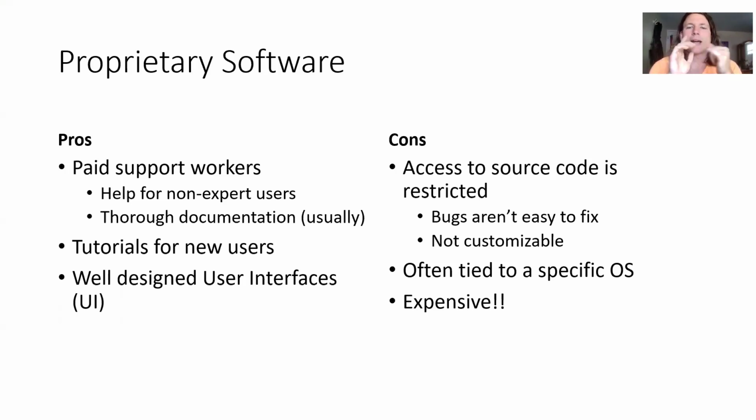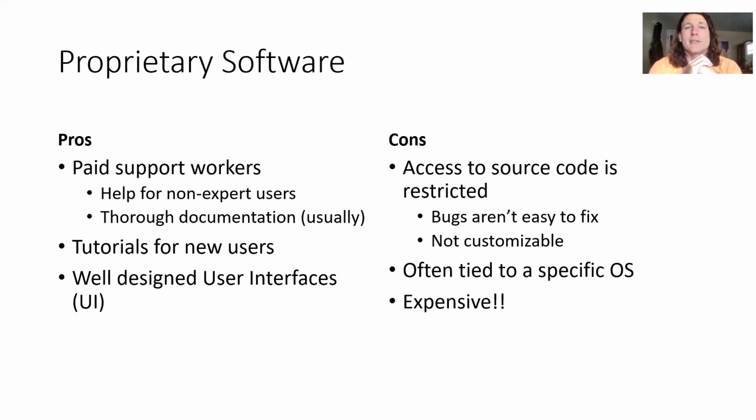Some of the cons, again, the access of the source code is restricted. So bugs aren't easy to fix on your own. Things aren't customizable. I've run into issues with this with ArcGIS Pro, for instance. And so in order to try and fix something, you have to go through a formal channel, make an error or bug report to Esri, and then just kind of sit and wait and hope they maybe decide to address it. But you can't really do anything about it if they don't.